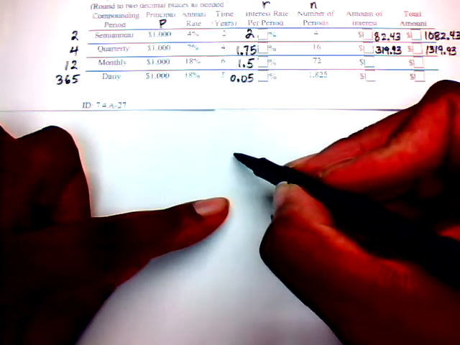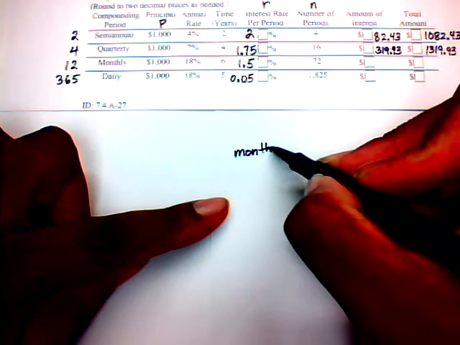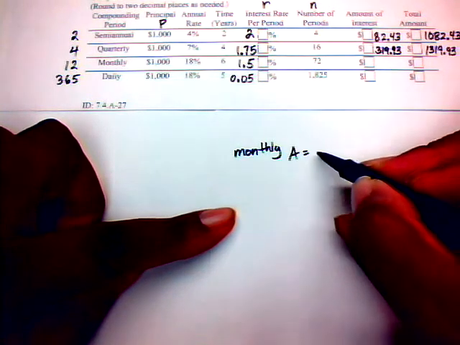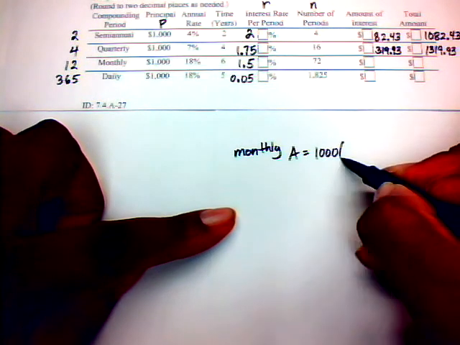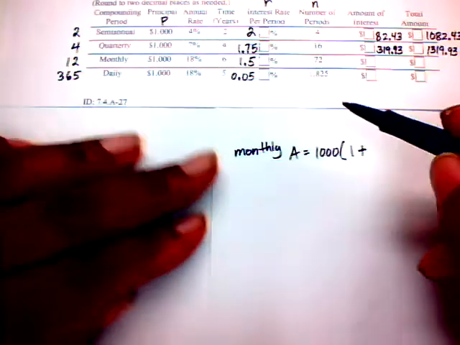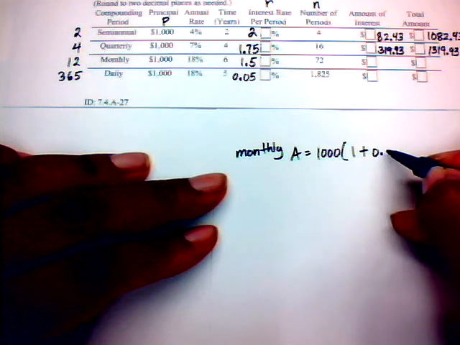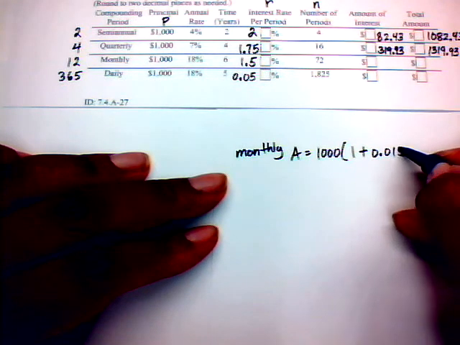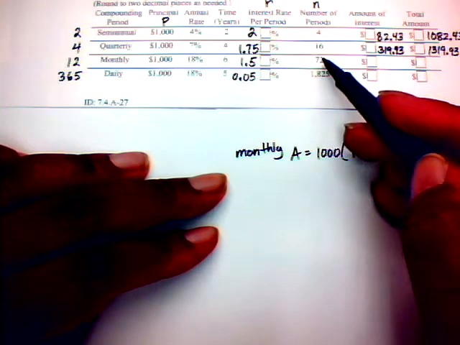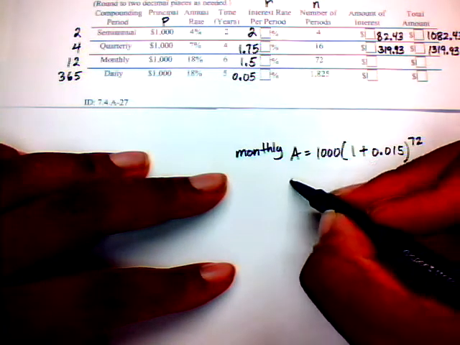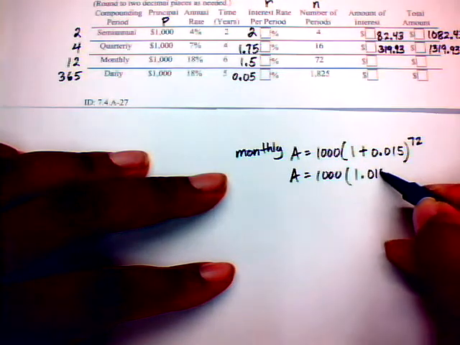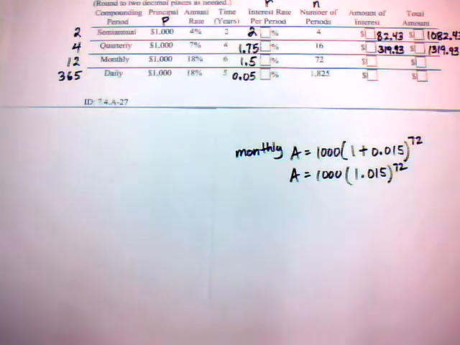Okay. Now let's look at it if it was compounded monthly. So in this case, A is equal to P, which is 1,000, times 1 plus R. 1.5% as a decimal will be 0.015, and it's raised to the n, which is 72. So 72 periods. So this will be 1,000 times 1.015 raised to the 72nd power.